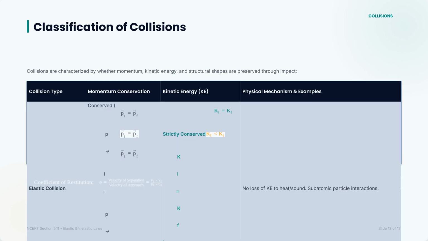Collisions are classified by how momentum and kinetic energy are conserved. In elastic collisions, both are preserved. In inelastic collisions, kinetic energy is not strictly conserved, often dissipating as sound or heat.